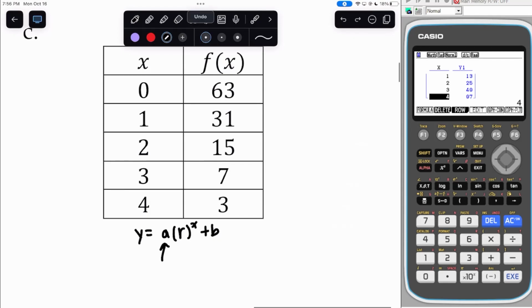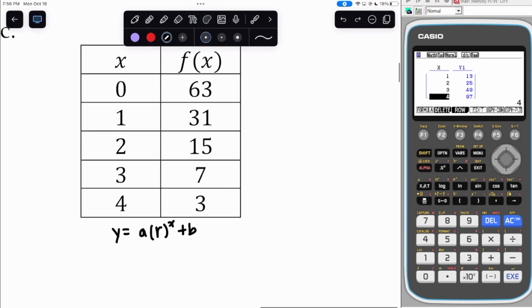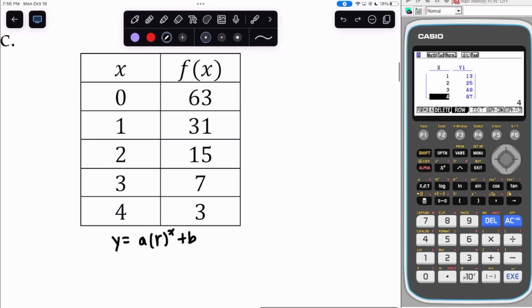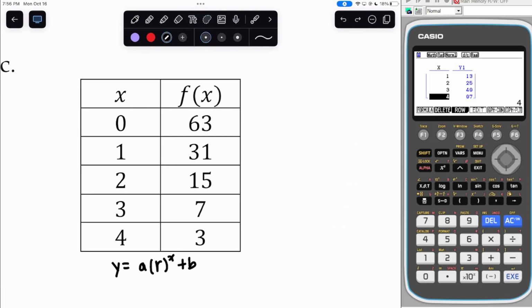So no adding or subtracting here. There's no need to guess and check type vibe. There's only one thing I do need to find, and that's my ratio for sure. So the one way that we found our ratio prior was that we would try to do the first difference here. So as I try to find the first difference, what is that?